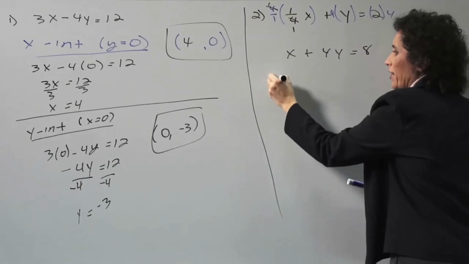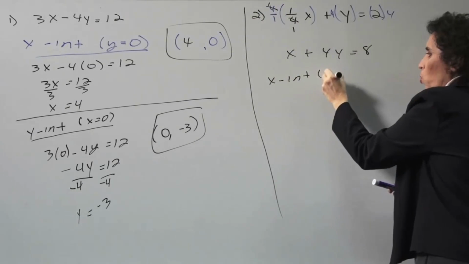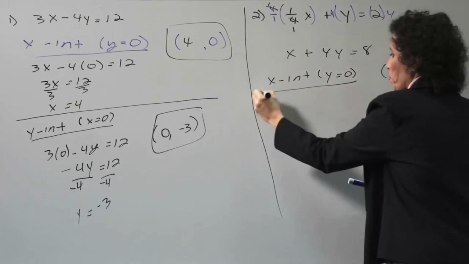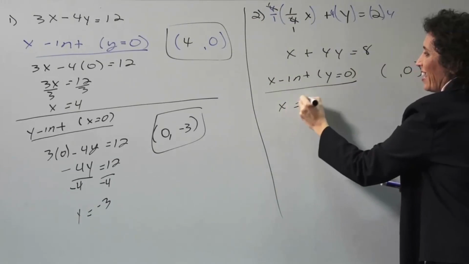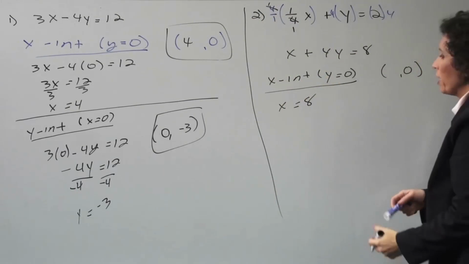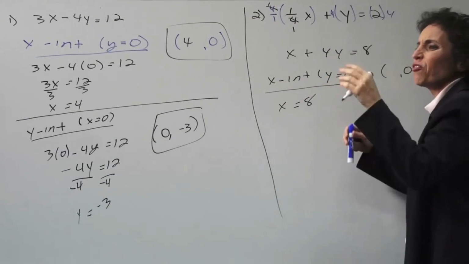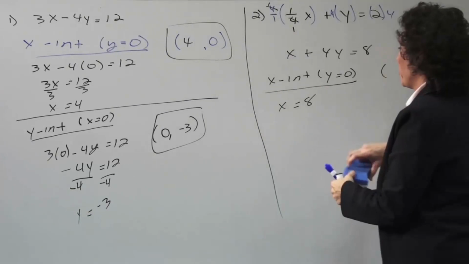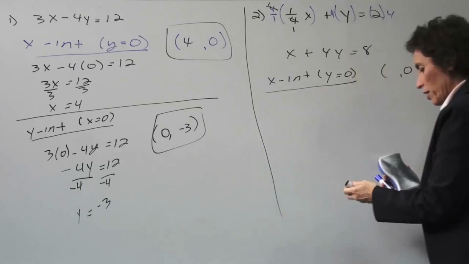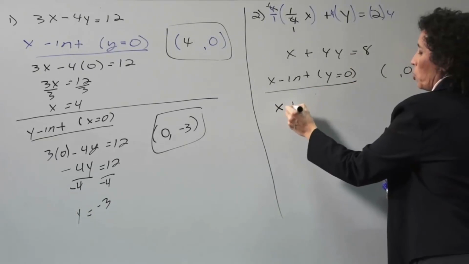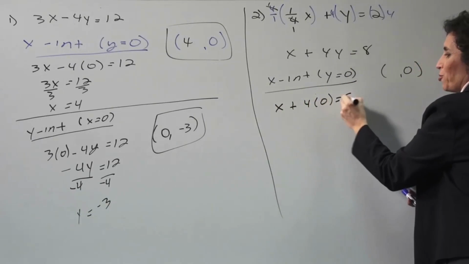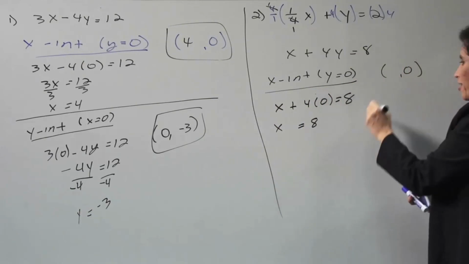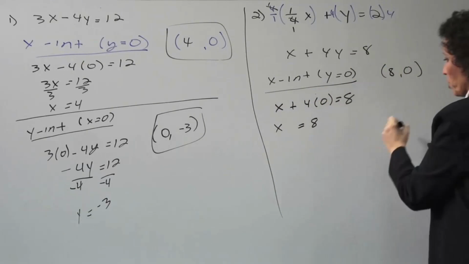Okay, here we go. To get the x-intercept, I have to make y equal 0. Y is 0. That tells me x is 8. Oh, I did that in my head, didn't I? I'm sorry. I didn't even realize I did that in my head. Let's do that again. I was so excited about it. All right. It's x plus 4 times 0 equals 8. So 4 times 0 is 0, so it's just x equals 8.